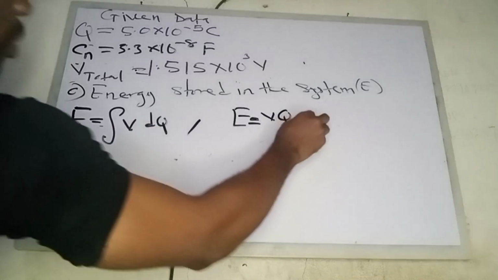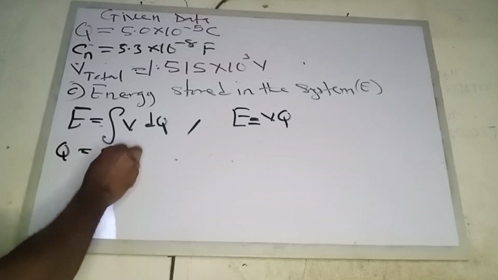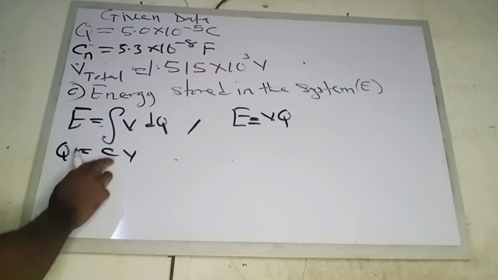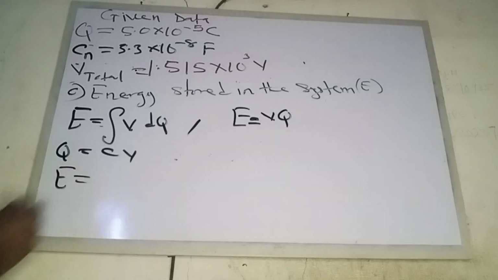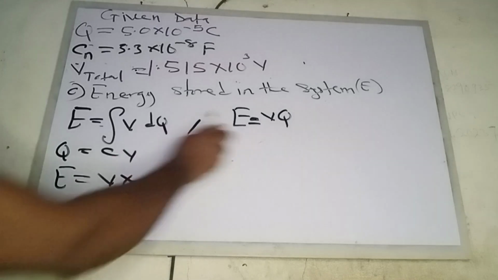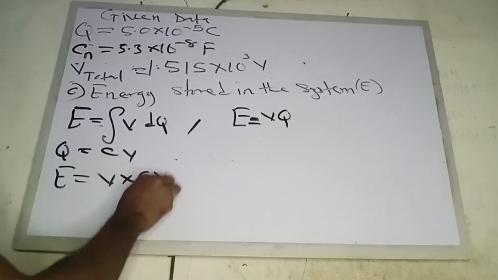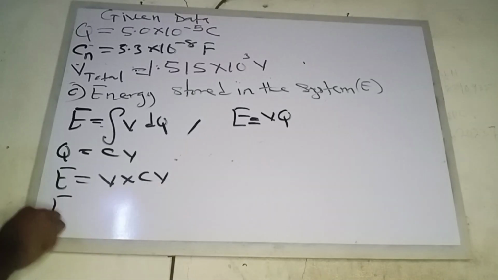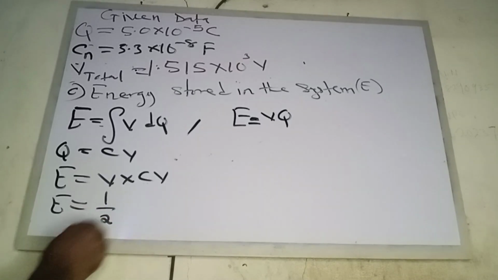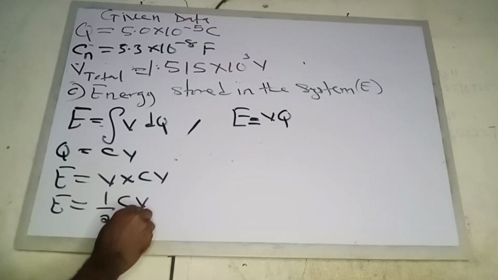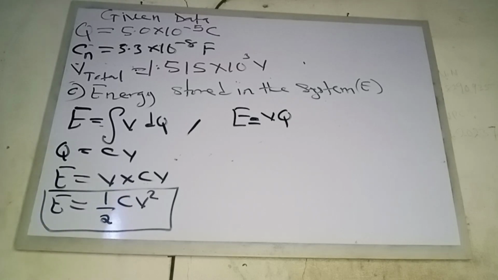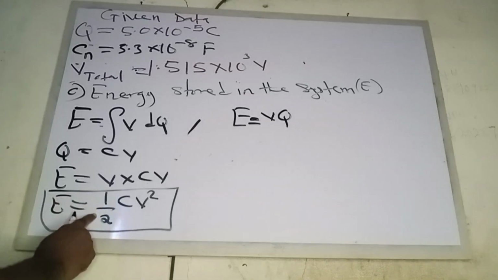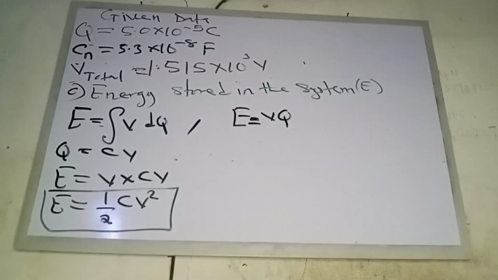So at this very point here, we note that our Q is equal to CV. So let's substitute CV into Q. We can now have our energy equal to V multiplied by, wherever we say Q, we substitute CV. So we have VV here. So energy can also be 1 over 2 CV squared. So this is the formula we're going to use to find our energy stored in the system. Why these two? It's because we are taking the average from the initial to the final.